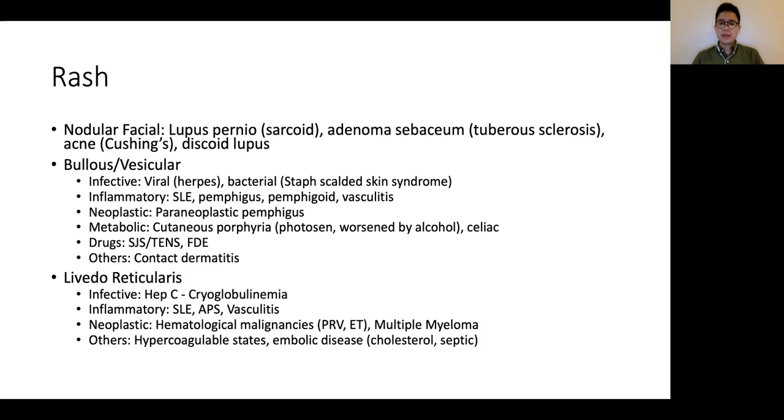Next would be livedo reticularis, a lacy appearance of usually the limbs, the extremities, and this is often induced by some factor that causes impairment to circulation of sorts. So this could be due to a hyperviscosity state, like in hematological malignancies, cryoglobulinemia, like in hepatitis C, or a vasculitic problem in SLE, vasculitis. Antiphospholipid syndrome also, where it's a bit of a prothrombotic state, can likewise cause livedo reticularis.